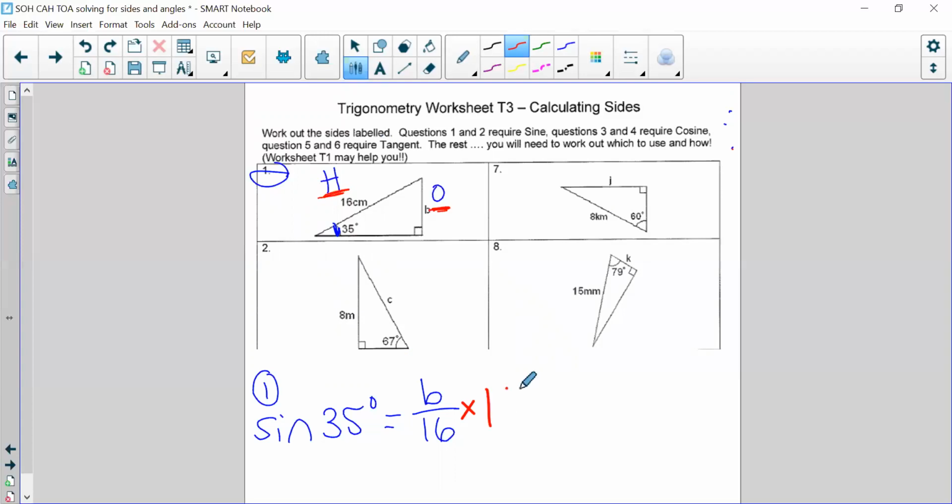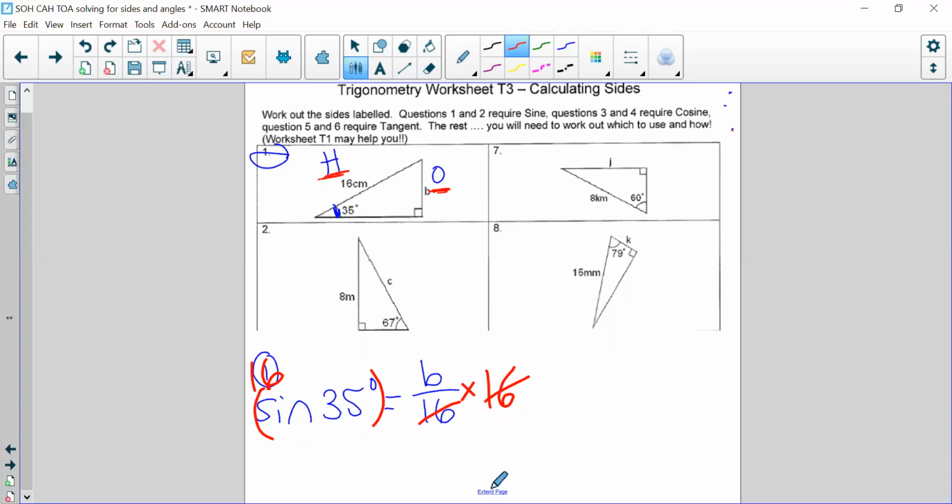What you do to one side of a formula, you have to do to the other. So multiply by 16 on the left-hand side. We'll cancel these, but I also have to multiply 16 over here on the other side. Now I'm going to grab my calculator. I'm going to do 16 times sine of 35 and hit equals.